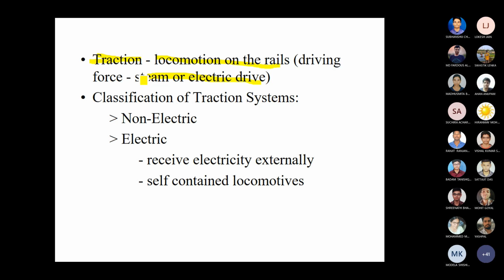In diesel, what happens is you are using combustion, and based on that combustion the piston is moving. Based on the piston movement, that piston movement is directly connected with the wheels of the locomotive, so the wheels also move.